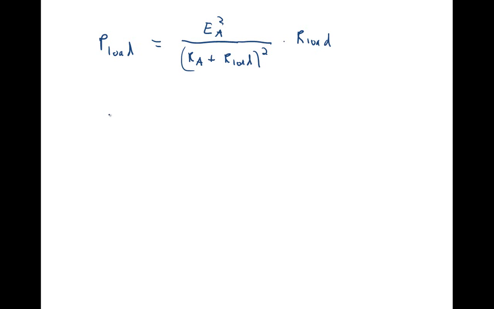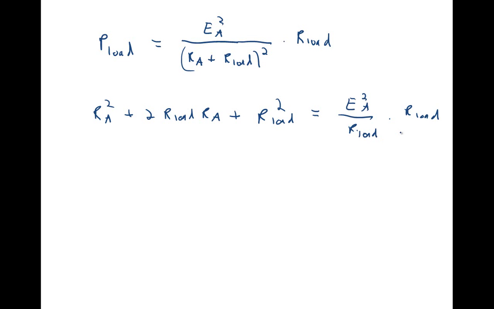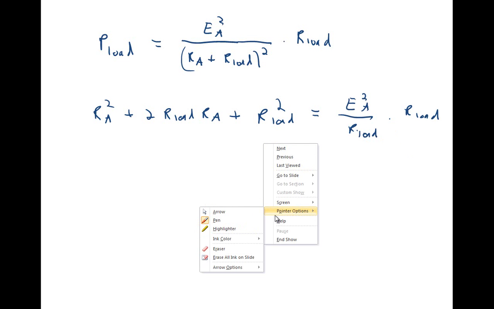Well, let's move this to the other side. So I can write this then as RA squared plus 2 R load RA plus R load squared. And that all has to be equal to EA squared all over P load times R load. No, P there looks too much like an R, so I'm going to clean that up.